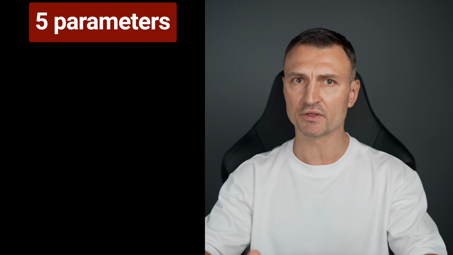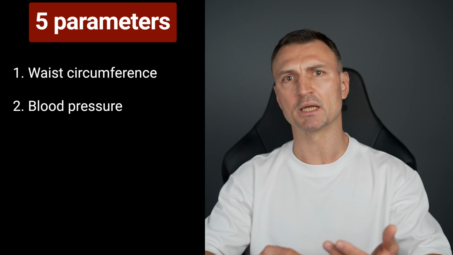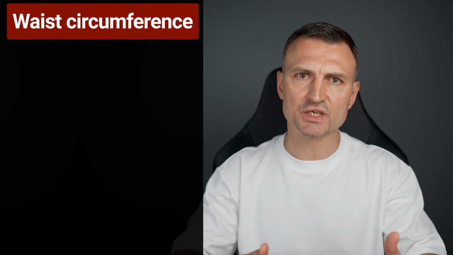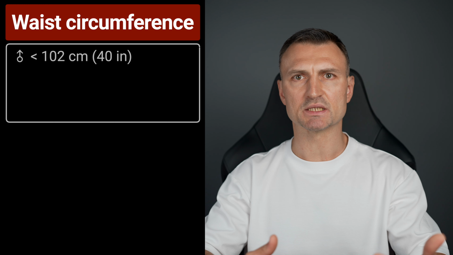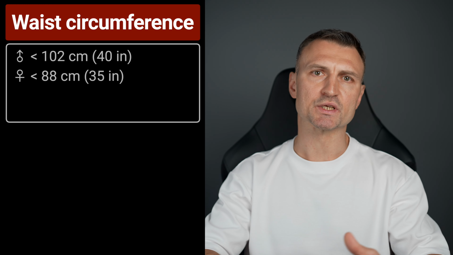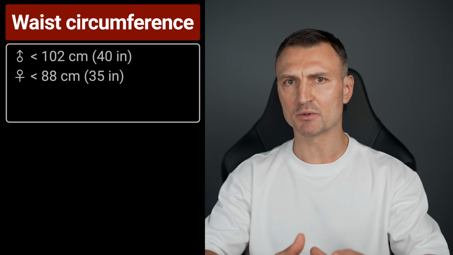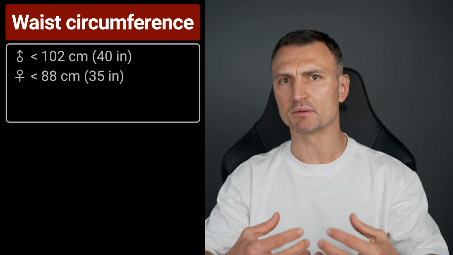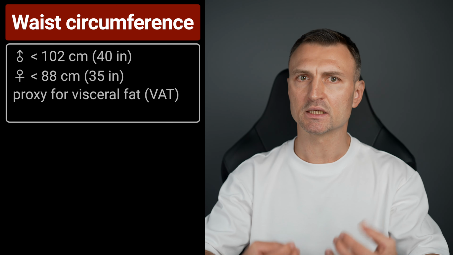In assessment of metabolic function, modern medicine is looking at 5 parameters, which are sometimes called 5 pillars of metabolic health: waist circumference, blood pressure, and blood levels of glucose, triglycerides, and HDL cholesterol. The conventional norm for waist circumference is less than 102 centimeters in men and less than 88 centimeters in women. And we are specifically interested in this parameter because it serves as a surrogate marker for the assessment of the amount of visceral fat in our body.